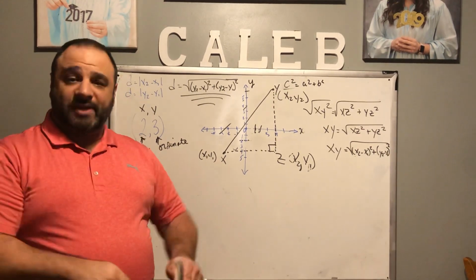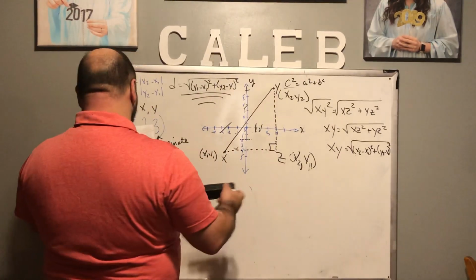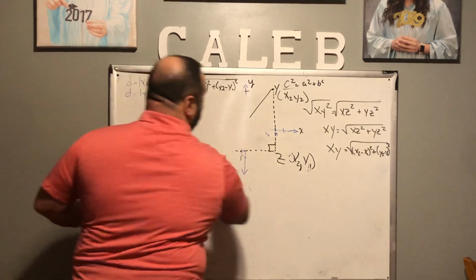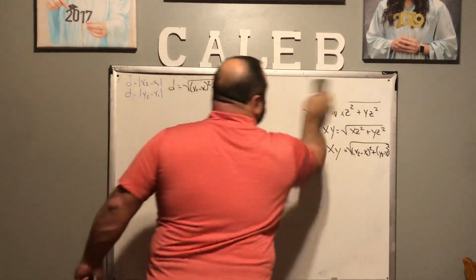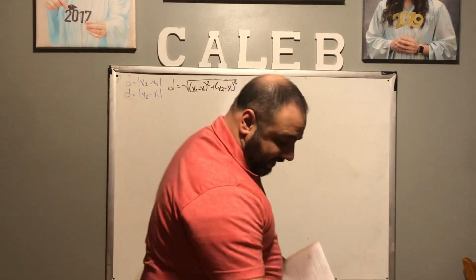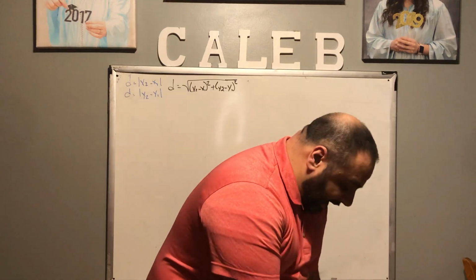All right, so let's work some of these together. Let's practice here. Let's turn to page number 7. I'm going to try to make some room on my board here. Okay, here we go. Let's work together. Page 7.